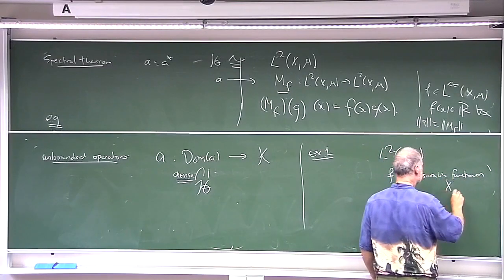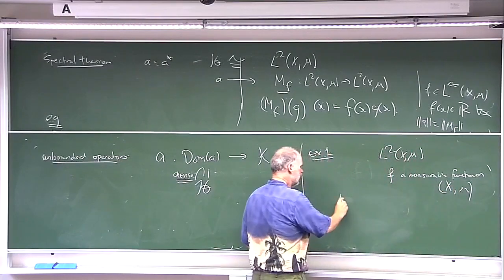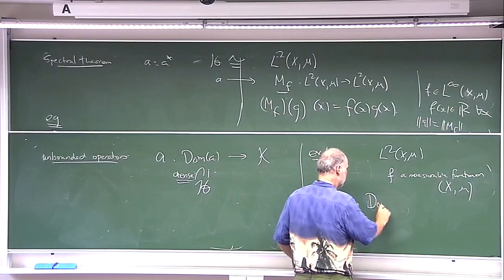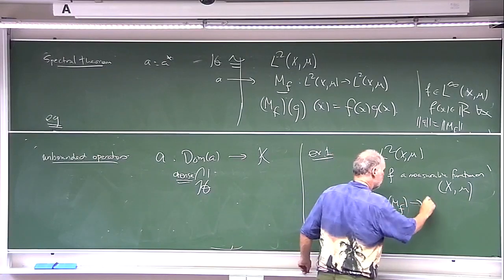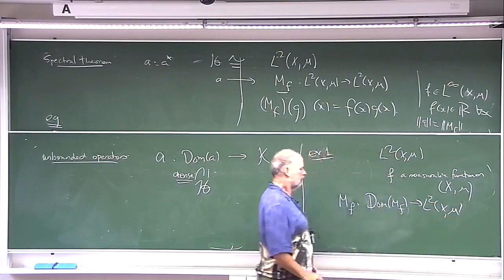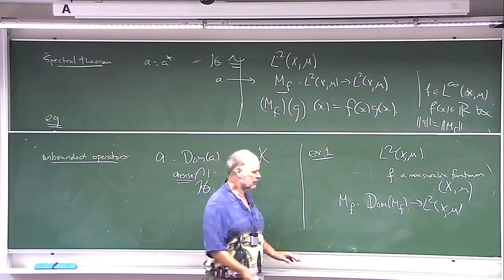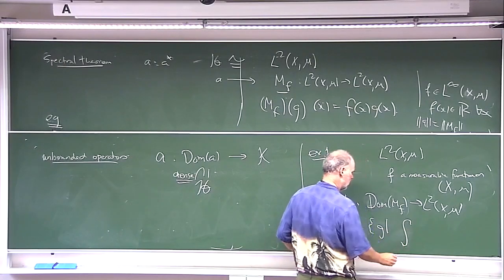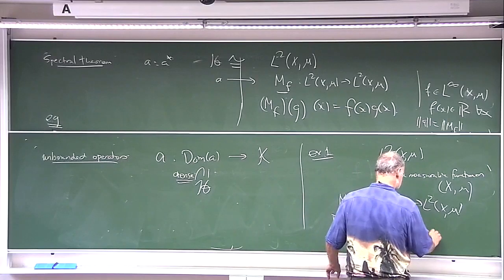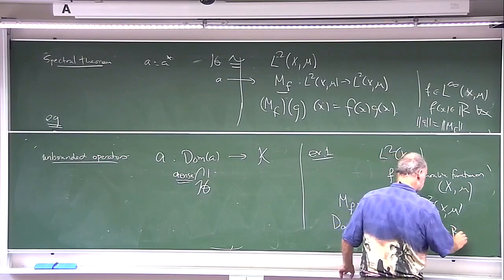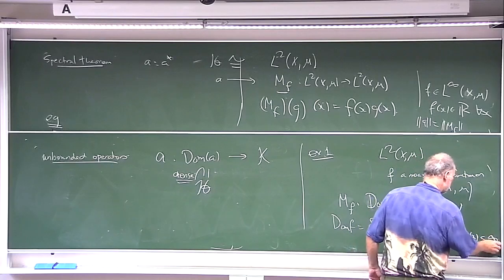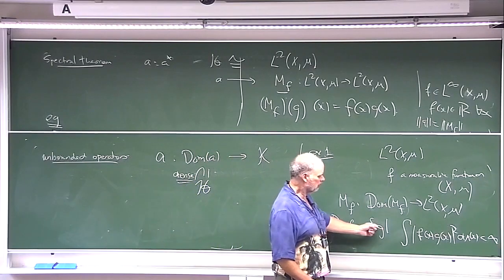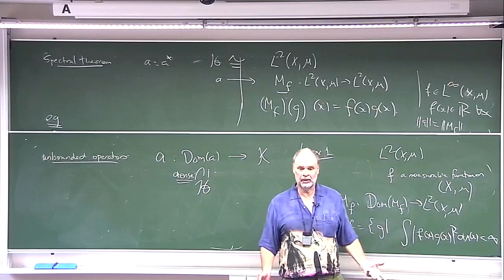On X, mu, then we can define M_f from L2, now from the domain of M_f to L2. And the domain is simply all functions for which it makes sense. So the domain of M_f is the set of all g's such that the integral of |f(x) g(x)| squared d mu is finite. In other words, if we try to define a multiplication operator by multiplying by f, it spits out another L2 function.